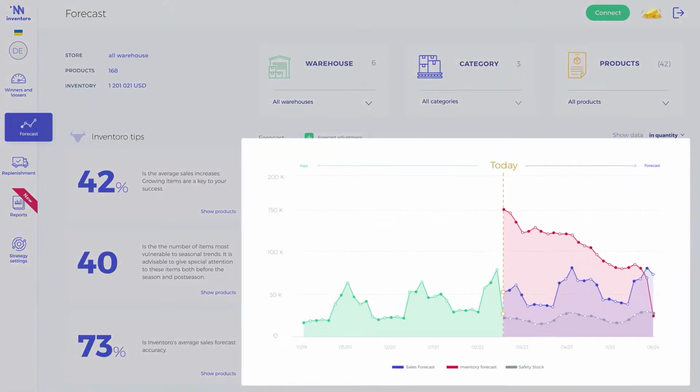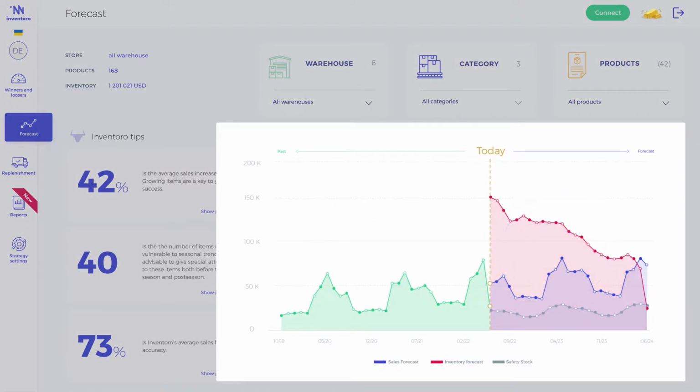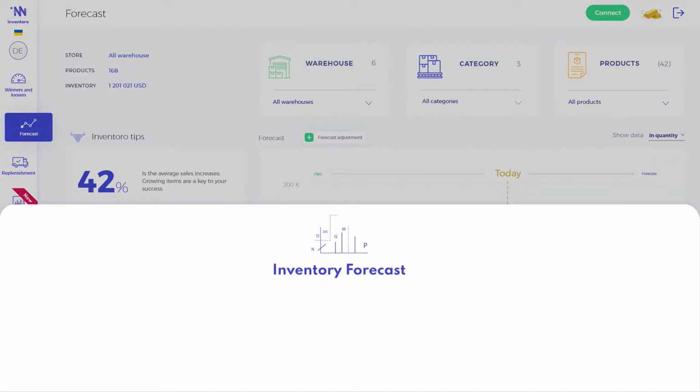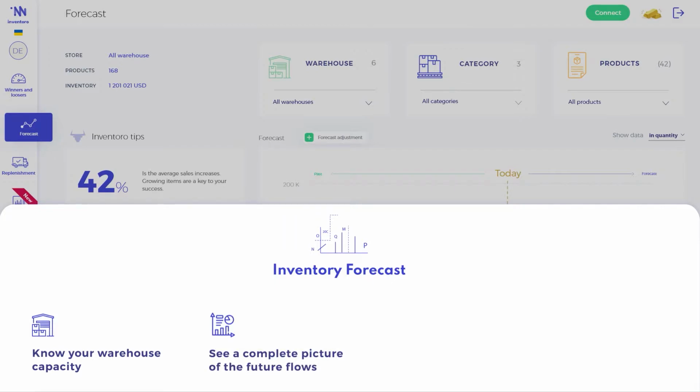Moving on, the red part of the graph is your inventory forecast. By combining sales forecast, items data, purchase orders, and on-hand and in-transit inventory, we can present you the 24-month inventory projection. You can speculate on the capacity of your warehouse or fulfillment center in the future. You will see a complete picture of the future flows, sales, and inventory. You can speculate and buy more inventory if you see free space in your warehouse. And finally, you can decrease your working capital by at least 25%.